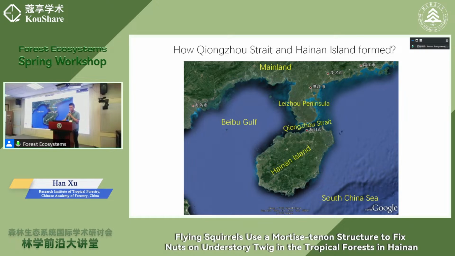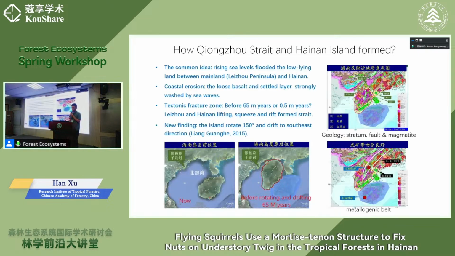On the north is Guangdong province, with the Qiongzhou Strait between Hainan and Guangdong province. For how the Qiongzhou Strait and Hainan Island formed, there are several different theories. The common idea is that rising sea levels flooded the low-lying land between the mainland, between Guangdong and Hainan. But the newest finding is that Hainan Island rotated 150 degrees and drifted to the southeast.